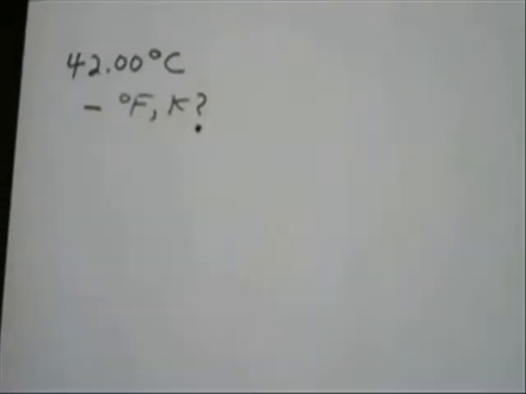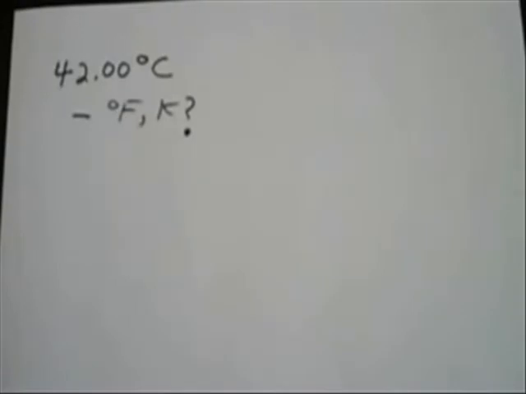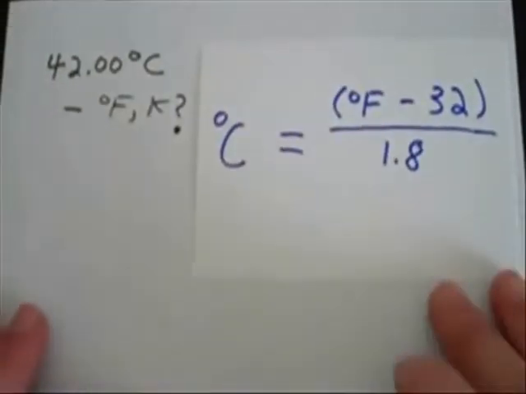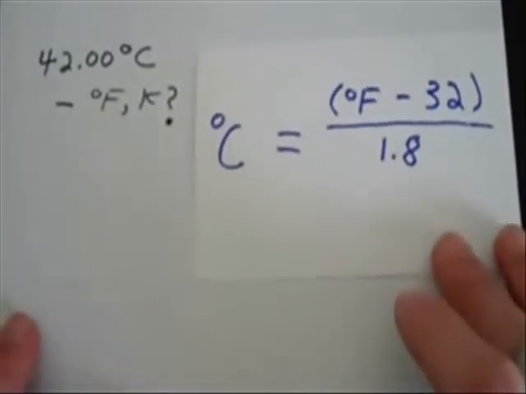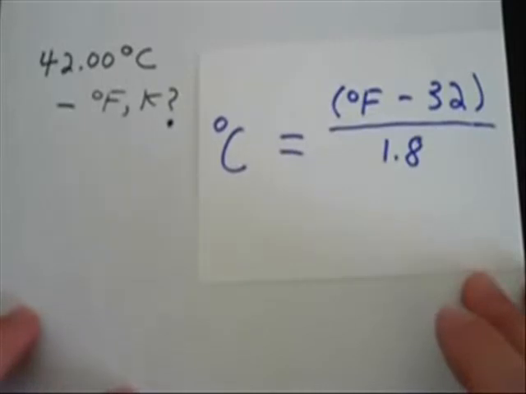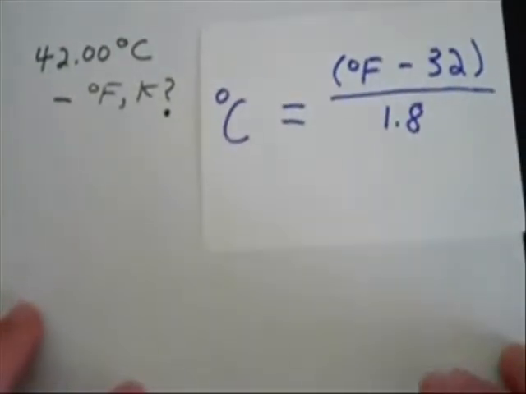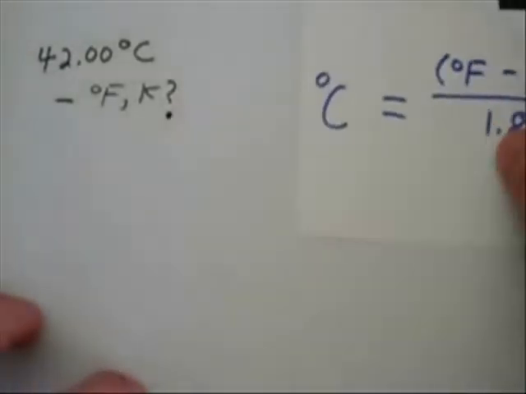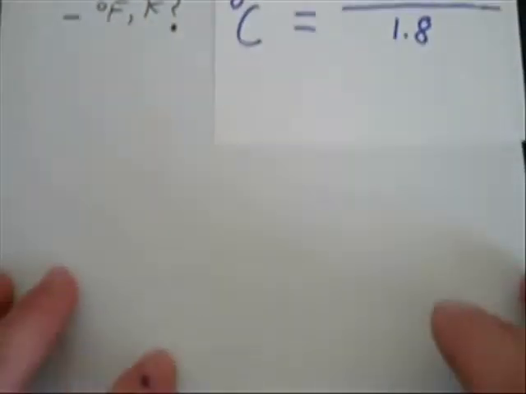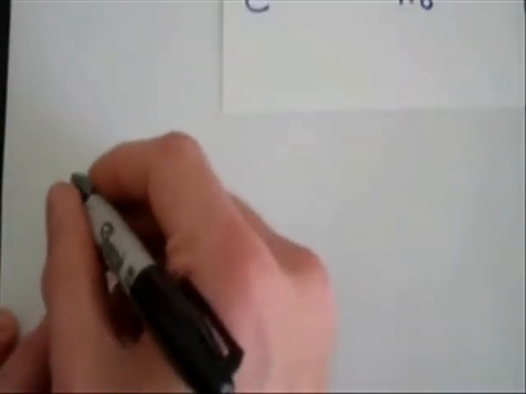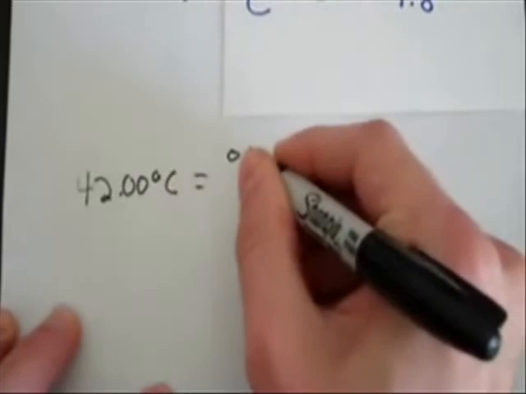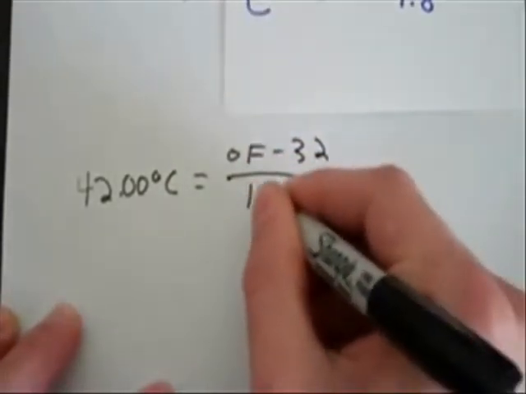Here we have 42.00 degrees Celsius, and we want to convert that to Fahrenheit and also to kelvins. Really all we need to do is apply our formula. We'll start with Fahrenheit. Degrees Celsius equals degrees Fahrenheit minus 32 over 1.8. Let's plug 42.00 degrees Celsius into the formula and see if we can solve for degrees Fahrenheit. So we have 42.00 degrees Celsius equals whatever our value of degrees Fahrenheit is, minus 32 over 1.8.